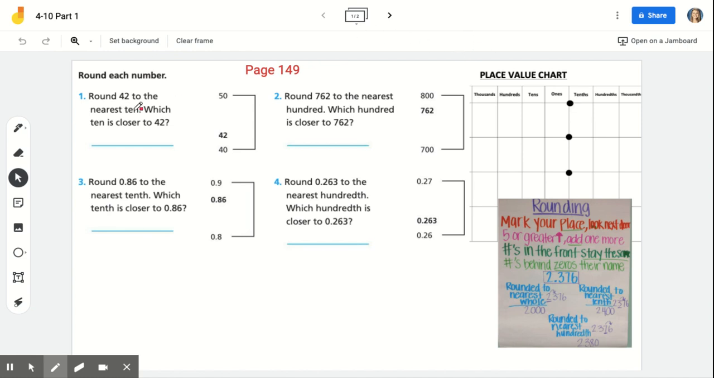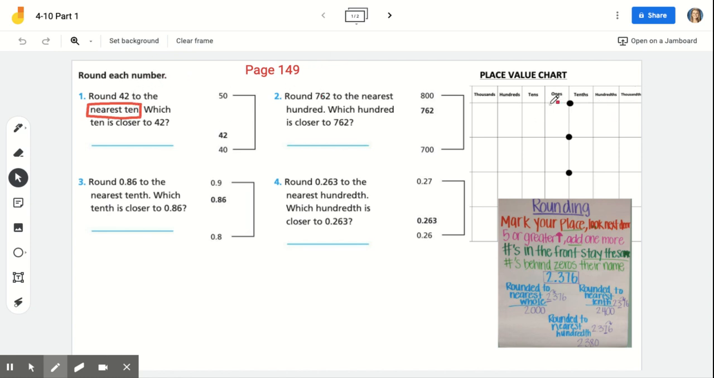Let's start off with number 1. It says round 42 to the nearest 10. Which 10 is closer to 42? We're going to box nearest 10 in your book. Is yours box nearest 10? Again, it's really important to always follow the instructions really carefully. You're always looking for what place we are looking at when we're rounding. In this case, it's the nearest 10. And we're working with the number 42.